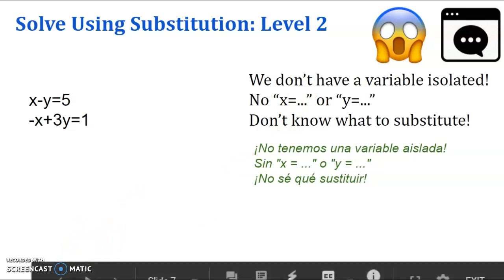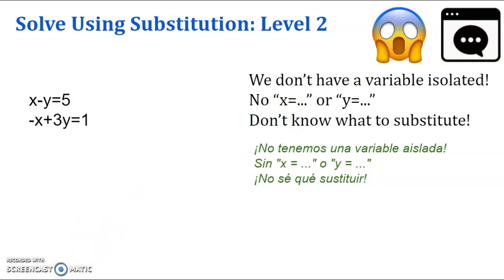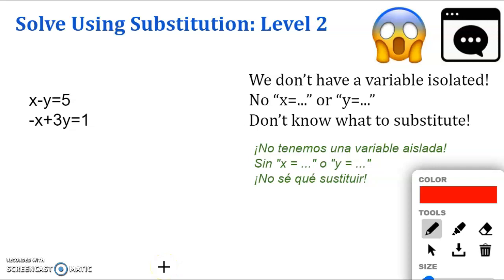Please enter your strategy in the chat. And yes, there is a way. We don't have one of the x's or y's isolated as we need here, but can we do that? We can choose one of the equations and change it so that we do have x is equal to or y is equal to.